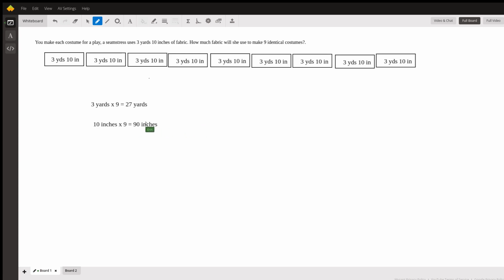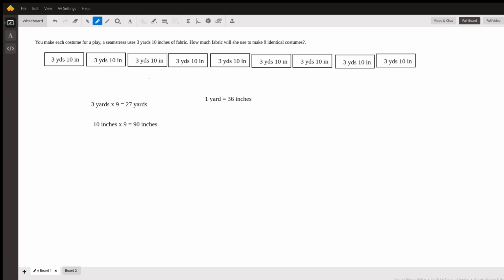do is we want to convert our inches into yards so that we're using the same unit of measurement, which means that we need to know another piece of information that we weren't necessarily told. We need to know that in 1 yard, there are 36 inches. So our next equation is trying to figure out how many yards are in those 90 inches.